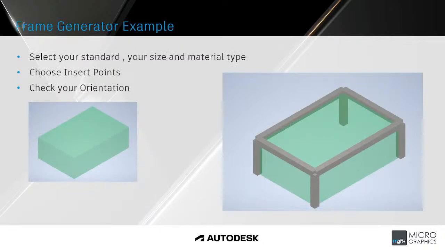So I've created a small block, and you select your standard, your size and material type, and then you select your insert points and make sure it is in the correct orientation. So when you insert your frame, just make sure it's in the correct orientation, and then you can say generate and it automatically generates a frame for you. And then you can go into your browser and hide the block that I've created, so then you've got your single standing frame over there.